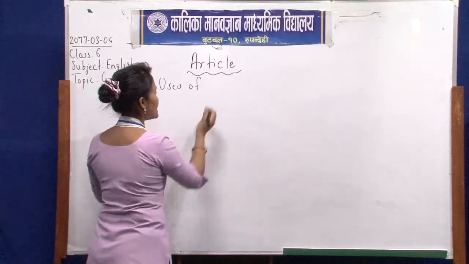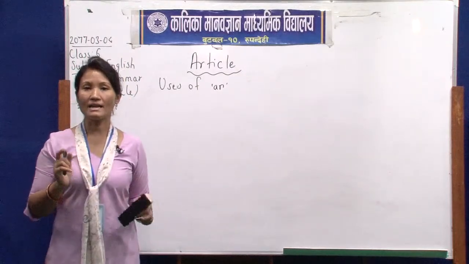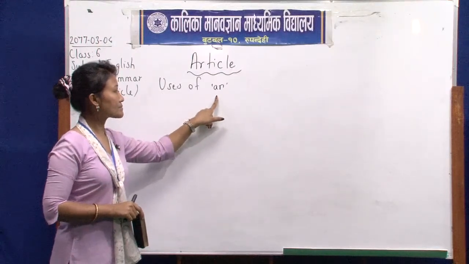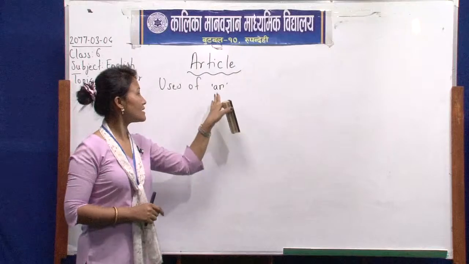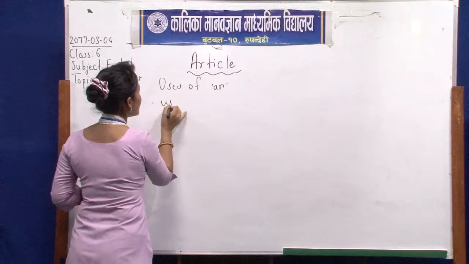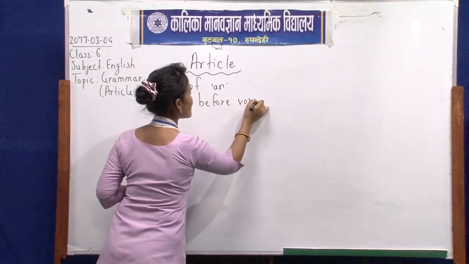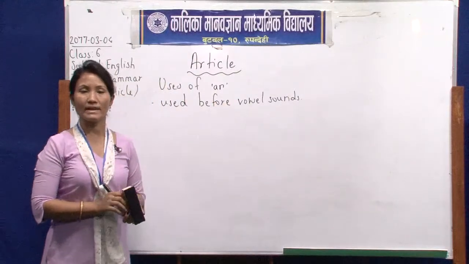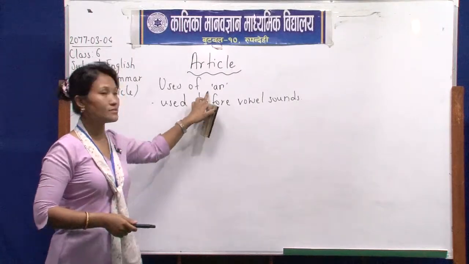Okay, uses of an, that is the second article. A and an are indefinite articles, right? Now uses of an: it is also used for singular countable nouns, and an is used before vowel sounds. Used before vowel sounds means wherever the sound is A, E, I, O, U, then we are going to use an.